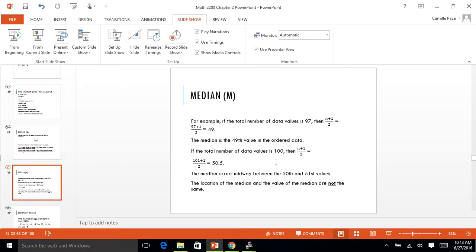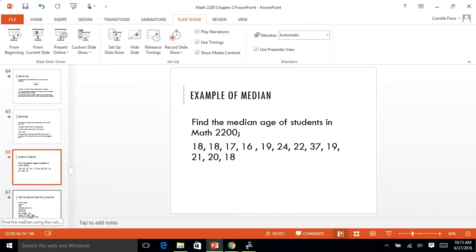If the total number of data values is 100, then n plus 1 divided by 2 equals 50.5. The median occurs midway between the 50th and the 51st value. The location of the median and the value of the median are not the same thing, but we don't even have to worry about that.